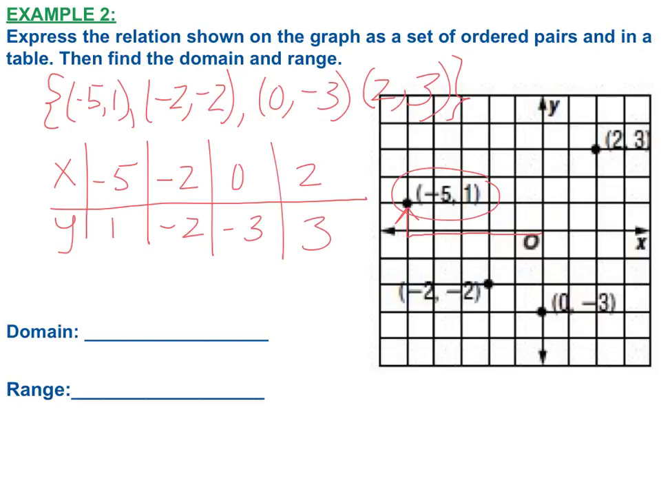Remember that the domains are your X's. We start with a bracket, and we list them in order from smallest to largest. The range are your Y values, and we list them in order with the corresponding X's.